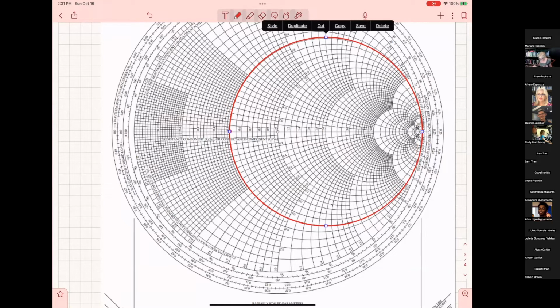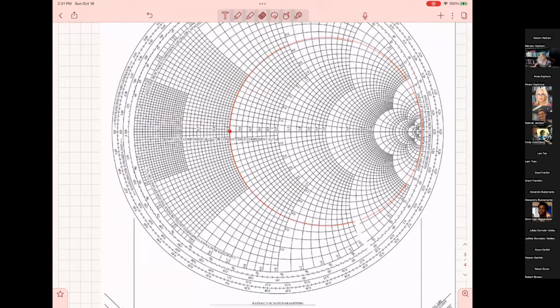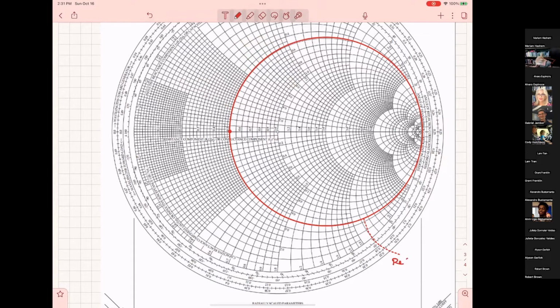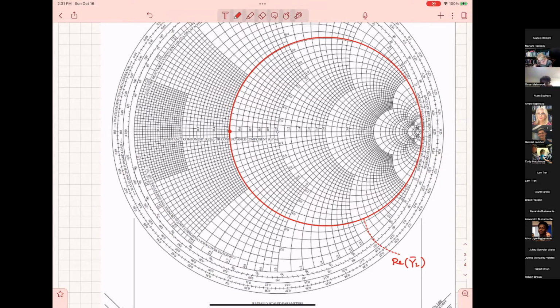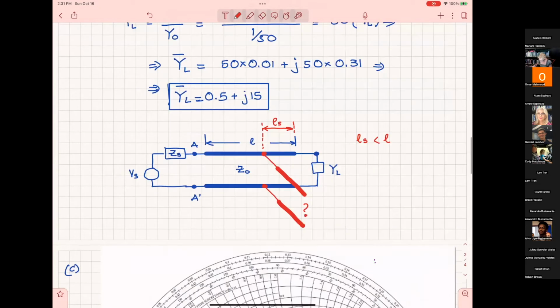Okay, now, another thing, this is the real part of Y sub L. I'm gonna put it here so you can see it. This is the real part of Y sub L. So I'm gonna say here real of Y sub L normalized, and it's 0.5. Now, the imaginary part, okay, of Y sub L is, let me see here, 15.